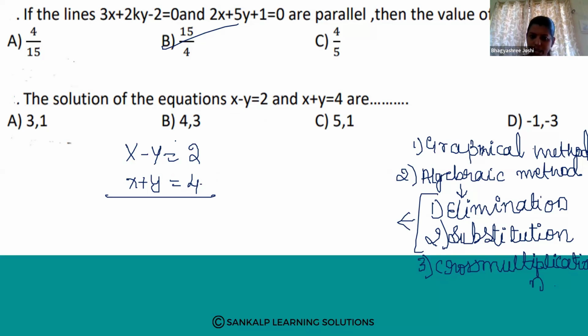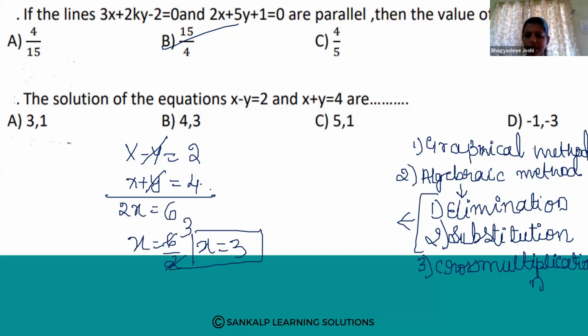Here x minus y is equal to 2 is there. x plus y is equal to 4 is there. So here minus y and plus y is there. So both will get cancelled. x plus x, that is 2x. 2x is equal to 2 plus 4, that is 6. x is equal to 6 divided by 2. 2 threes are 6. That means x is equal to 3 you will have.